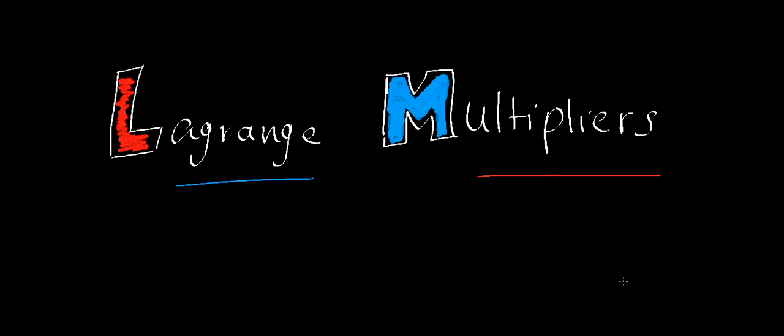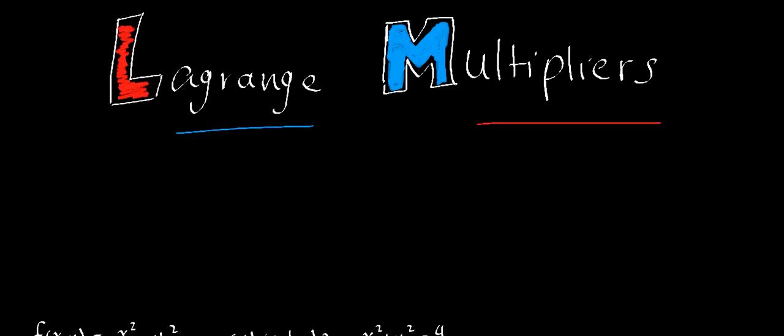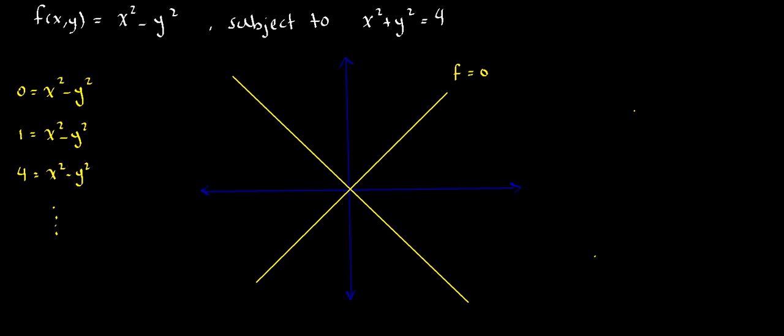Hi, in this video I'm going to be going over the idea of Lagrange multipliers. So here we have a function of two variables, f of x and y is equal to x squared minus y squared, which is the function of a hyperbola. And this function is subject to the constraint x squared plus y squared is equal to 4. And this is an equation of a circle of radius 2.